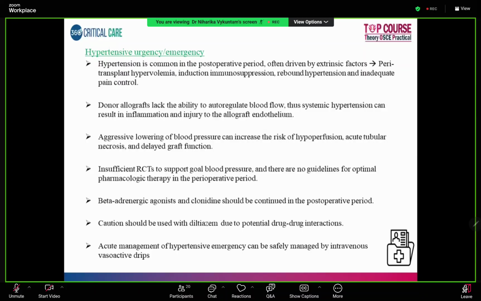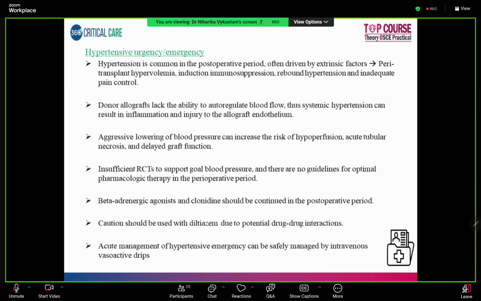Thus, systemic hypertension can result in inflammation and injury to the allograft endothelium. And second, you think that yes, the BP is too high, I need to control it. But if you control it very aggressively, then it might lead to hypoperfusion, acute tubular necrosis, and delayed graft function. So you should not even go for a severe hypertension or hypotension.